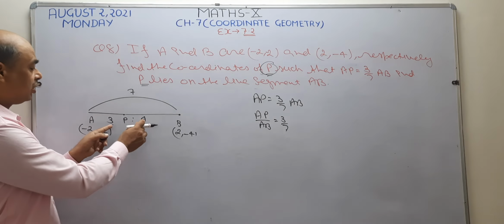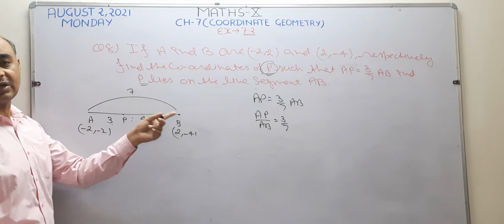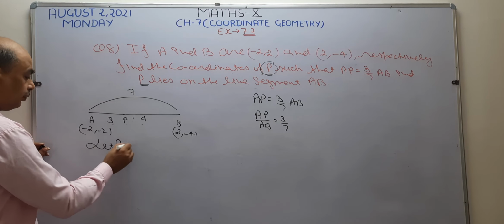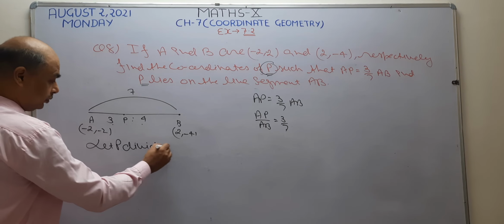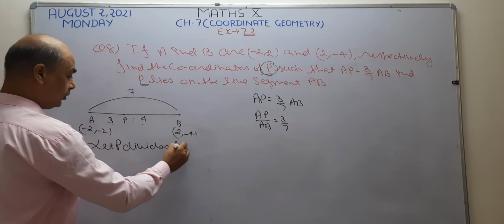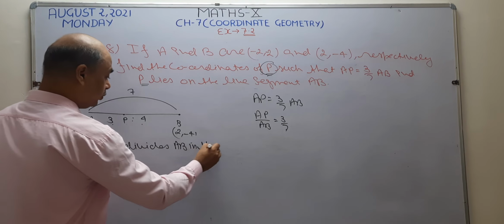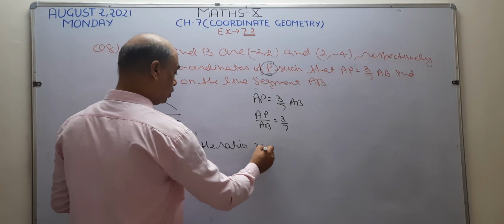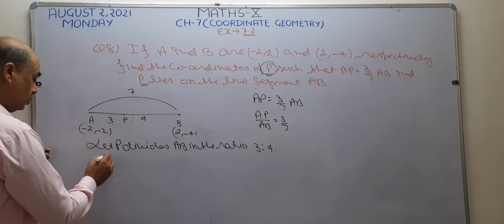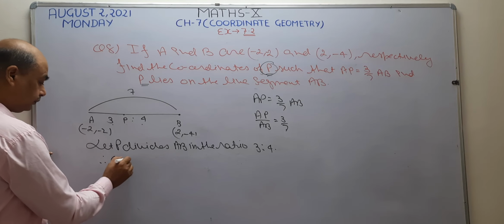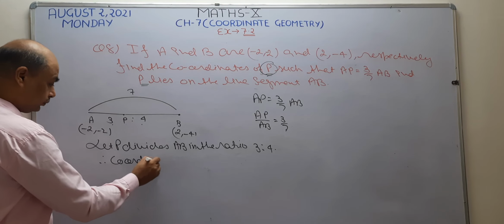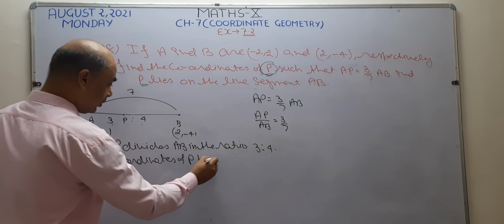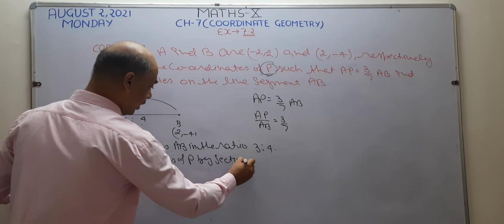Since the ratios are different, which formula do I want to use? Section formula. So right here, let P divide AB in the ratio 3:4. Therefore, coordinates of P by section formula.